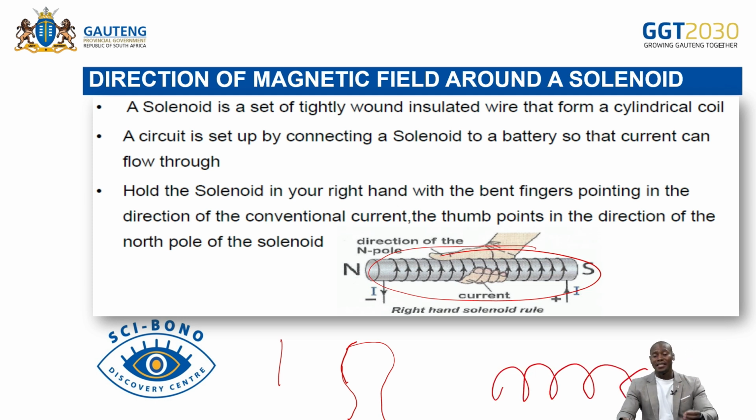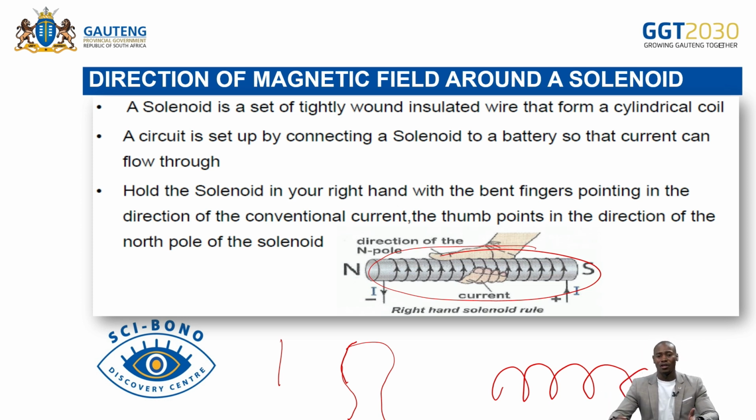Even when it comes to a solenoid, we are still using the right hand rule to determine the direction of the magnetic field. Here they've defined a solenoid as a set of tightly wound insulated wire that forms a cylindrical coil. So this one is a coil of many wires.